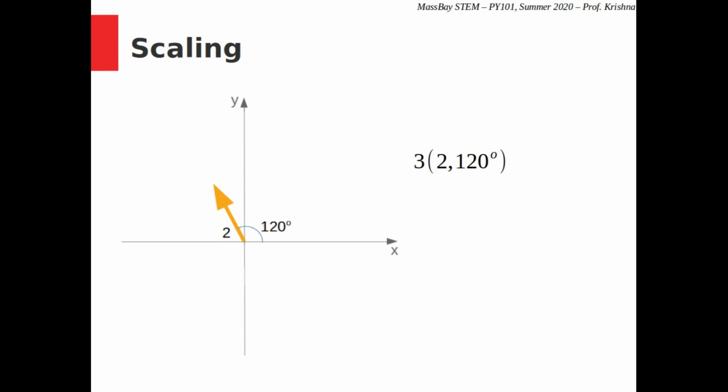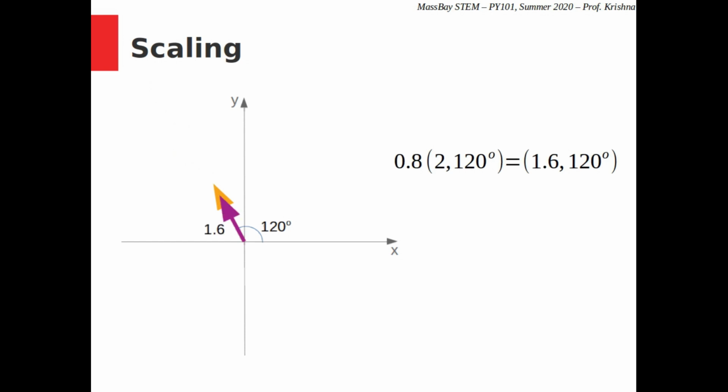Here is a vector, 120 degrees. We will multiply it by 3. To do so, we simply multiply the size of the vector by 3, leaving the direction unchanged. This yields 120 degrees. We see that the scaling operation made the vector longer, but the product points in the same direction as the original.